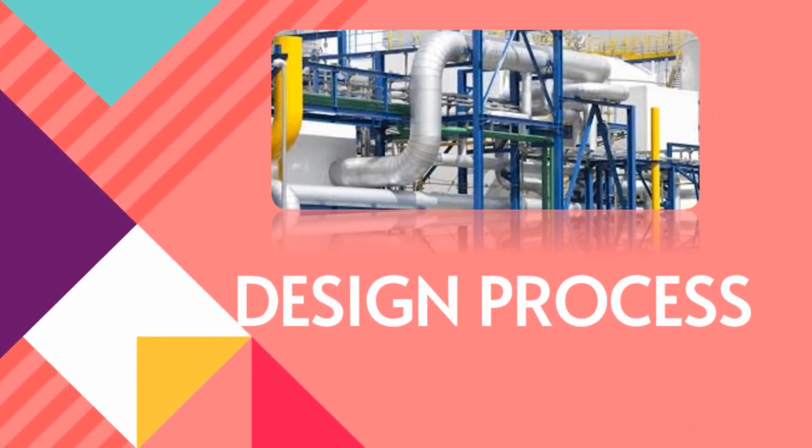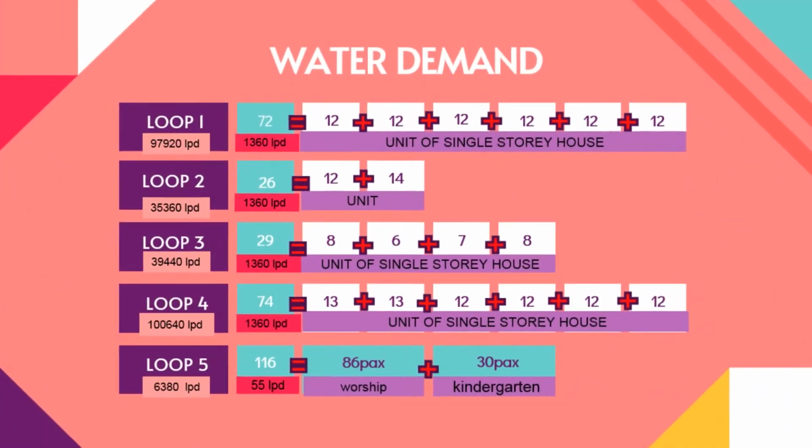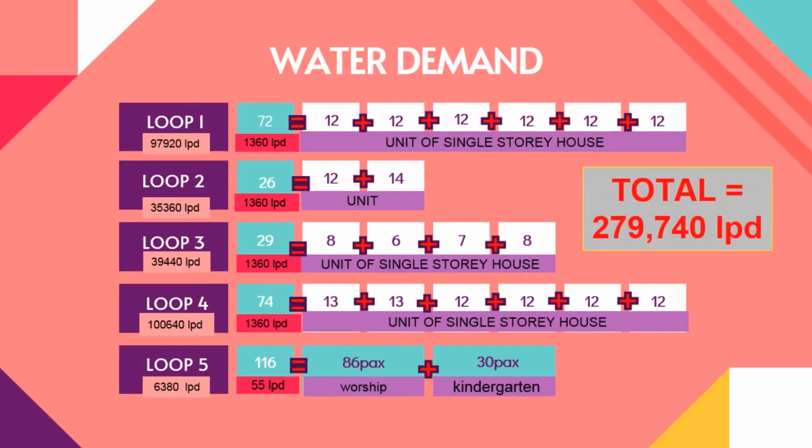Design process. First of all is the water demand. This is how I made the calculation of the demand. Based on the authorities, every single story terrace needs about 1,360 liters of water per day. As an example for loop 1, there are 72 units of single story, then multiply it with 1,360 to get the water demand for loop 1. For my design, the total water demand is 279,740 liters of water per day for 5 loops.